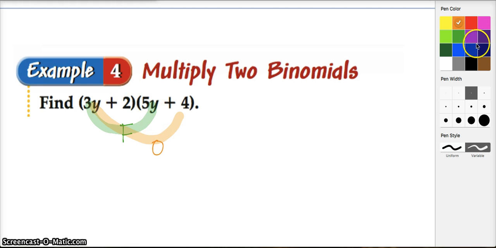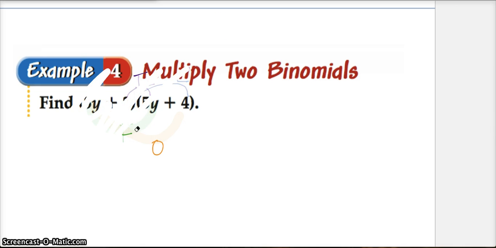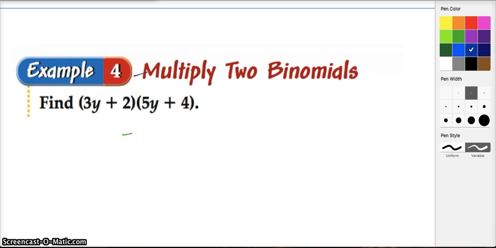Let's do the inner two. Let's use purple, I guess, for that. Inner two, and let's do blue for the last two. And so that's where you get your FOIL. Like I said before, I don't do that. I mean, I do it ultimately, but I don't usually say it that way. Just call it the extended distributive property.